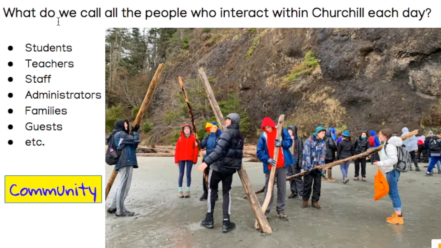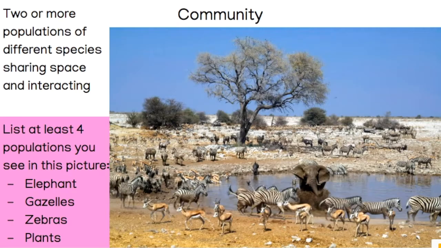What do we call all the people who interact within Churchill each day? That includes students, teachers, staff, administrators, families, guests, etc. Just like you when you were building that shelter thing at the beach in Washington, that is a community. A community is two or more populations of different species sharing the same space and interacting.